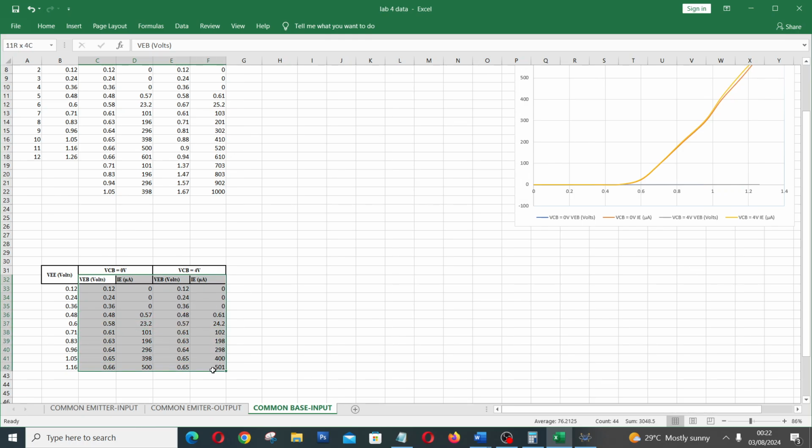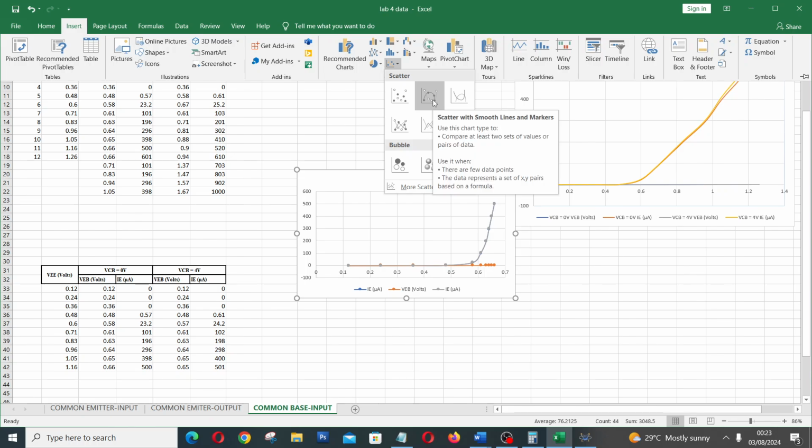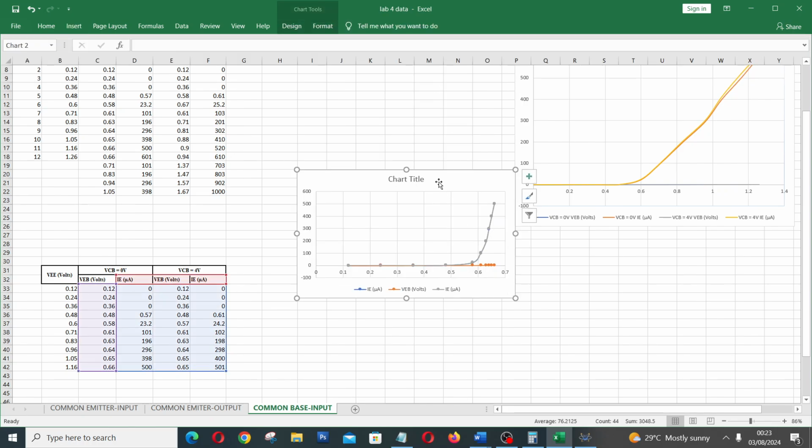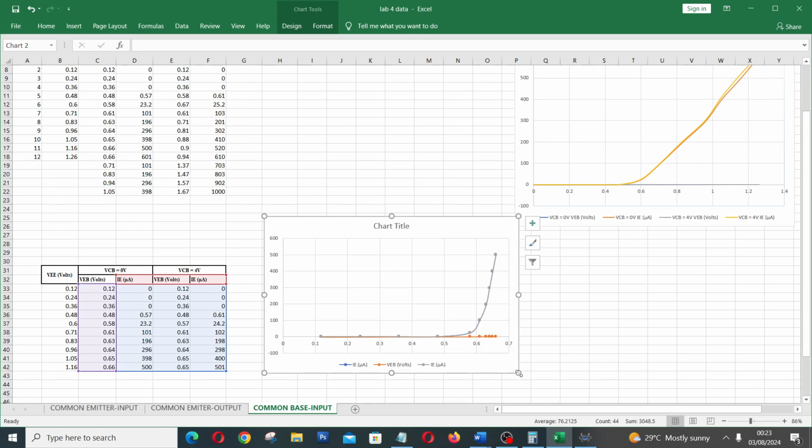Take these values, go to your insert, click on graph, straight line graph. This is what you will get. Now when you look at this graph, the only thing is, if we had taken more values, you could actually get this one rising too.